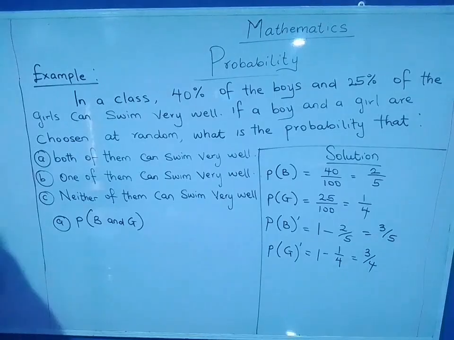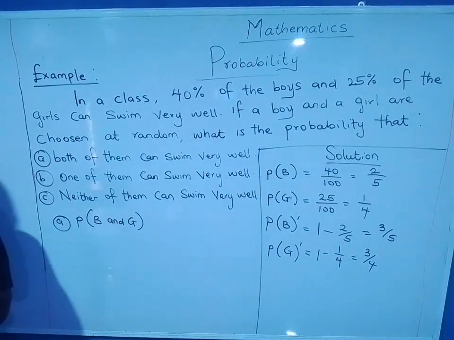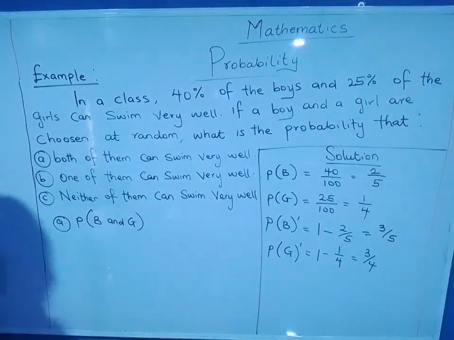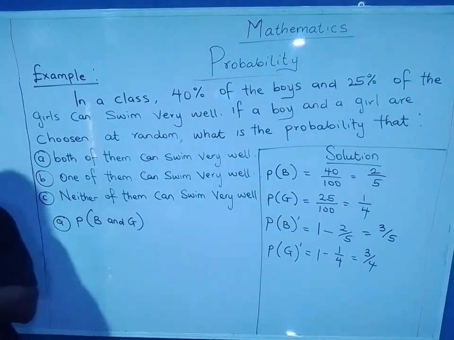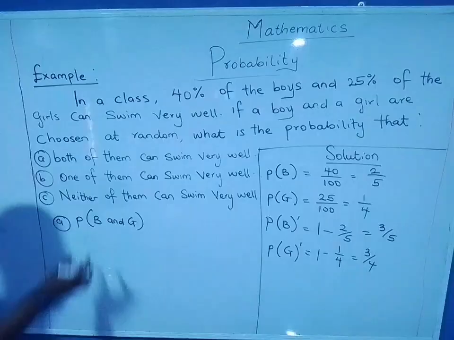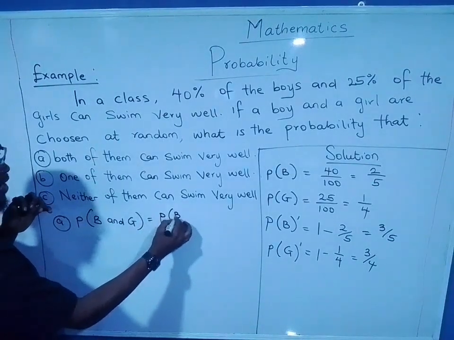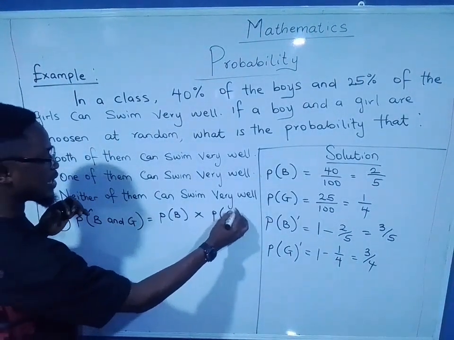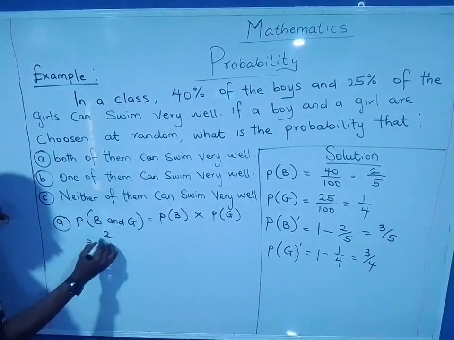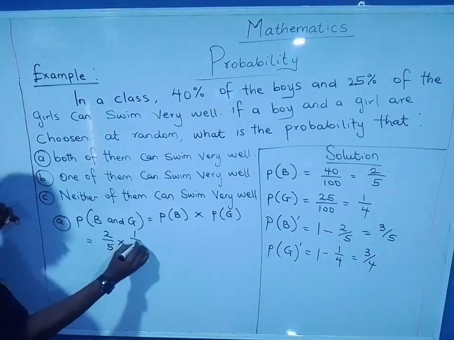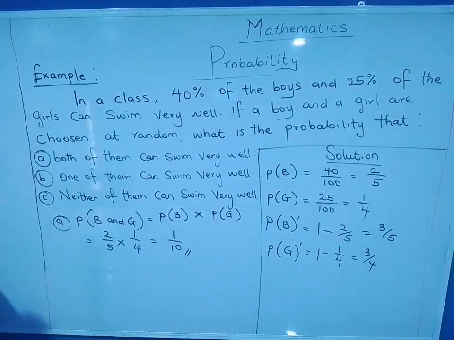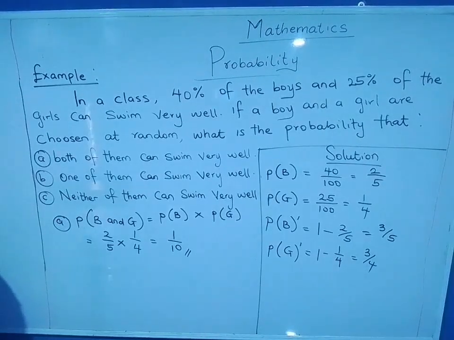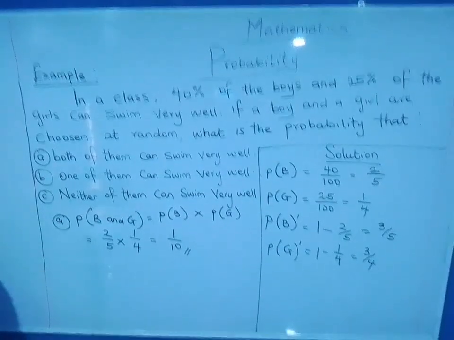Are you seeing it now? Both means what? And, which is an independent event, right? This boy can swim and this girl can swim. That is independent, and what you use is multiplication. So we get the probability that the boy can swim and multiply it by the probability that the girl can swim, which is 2 over 5 times 1 over 4, which is 1 over 10. That's the answer. Are you seeing how simple it is? If you understand it, it is simple. But if you don't understand it, it's complicated.